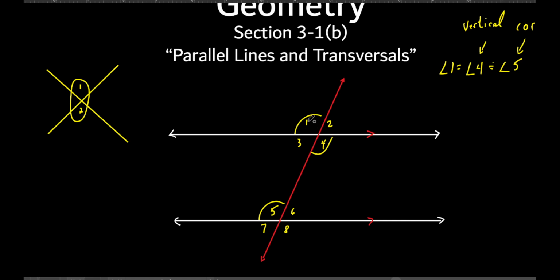What else is equal to angle 1? So 1 is equal to 5 because they're corresponding angles. 1's equal to 4 because they're vertical angles. What else is angle 1 equal to? Do you remember 8? Why is it 8? Alternate what? Exterior. They're alternate exterior angles. Everybody see that?